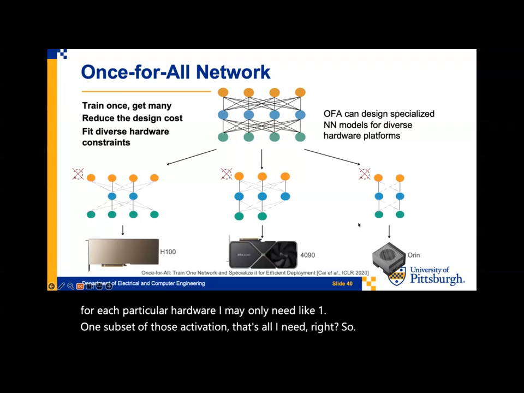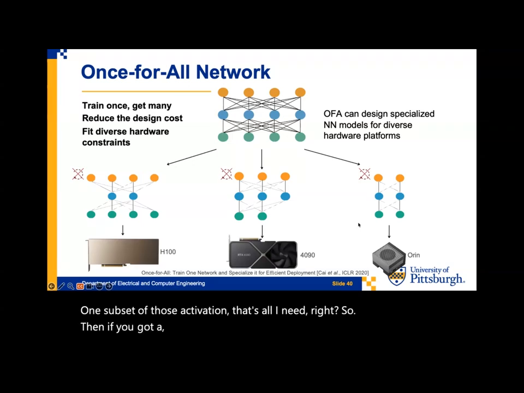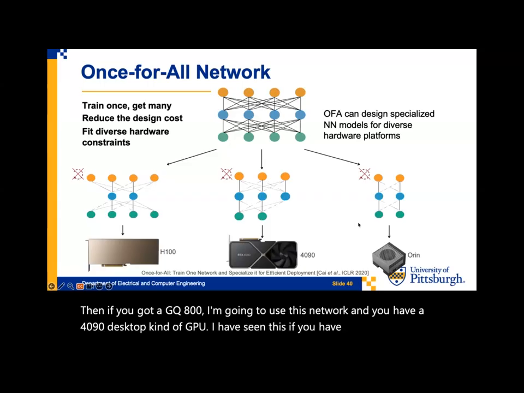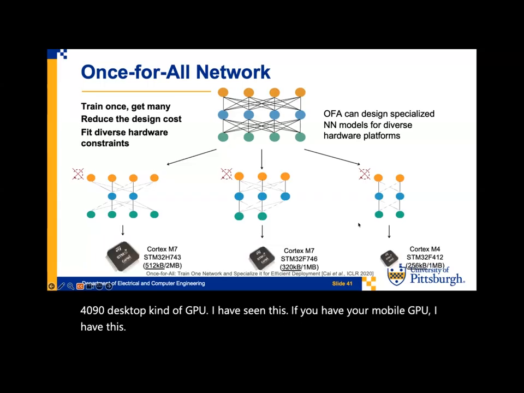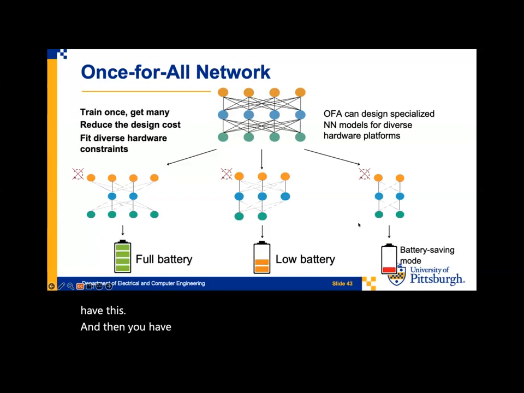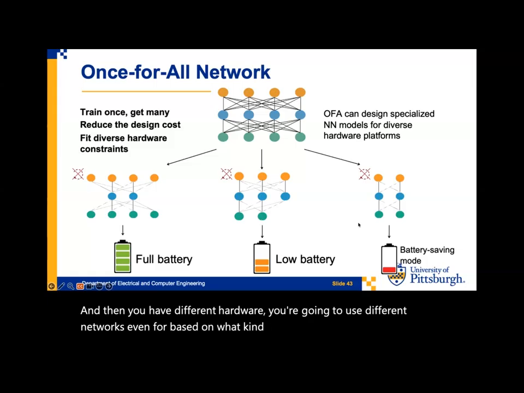Then if you have a GPU, H100, I'm going to use this network. If you have a 4090 desktop kind of GPU, I have to use this. If you have a mobile GPU, I have this. Right? And then you have different hardware, you're going to use different network spaces. Even based on what kind of battery condition, I can select a different network.